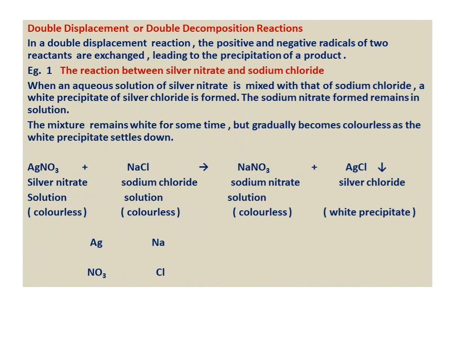Double displacement or double decomposition reactions. In a double displacement reaction, the positive and negative radicals of two reactants are exchanged, leading to the precipitation of a product.